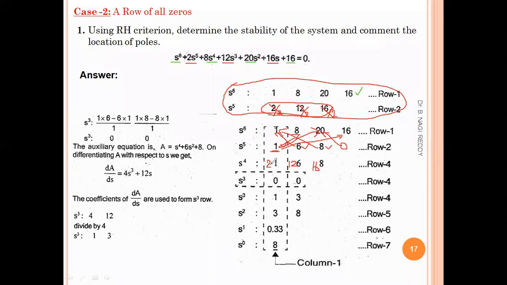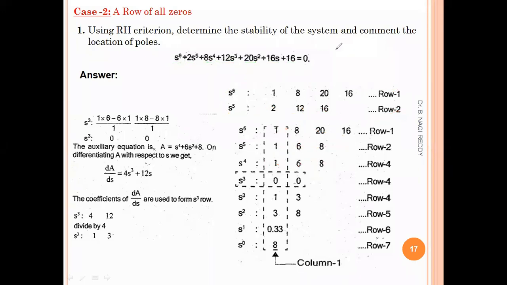Now you can see 2, 12 and 16. We can simplify it by dividing by 2, as we have done here. The same process: if we divide by 2, 2 by 2 we get 1, 12 by 2 we get 6, and 16 by 2 we get 8. So this is how we have got 1, 6 and 8 here.